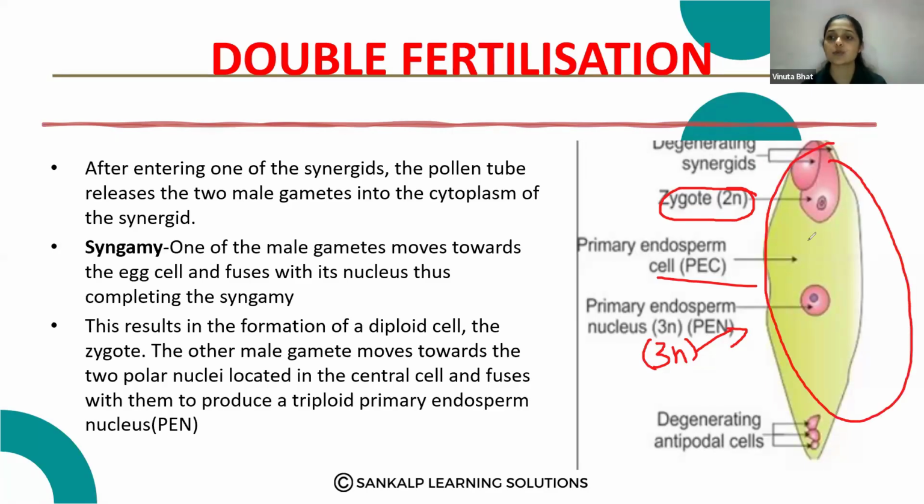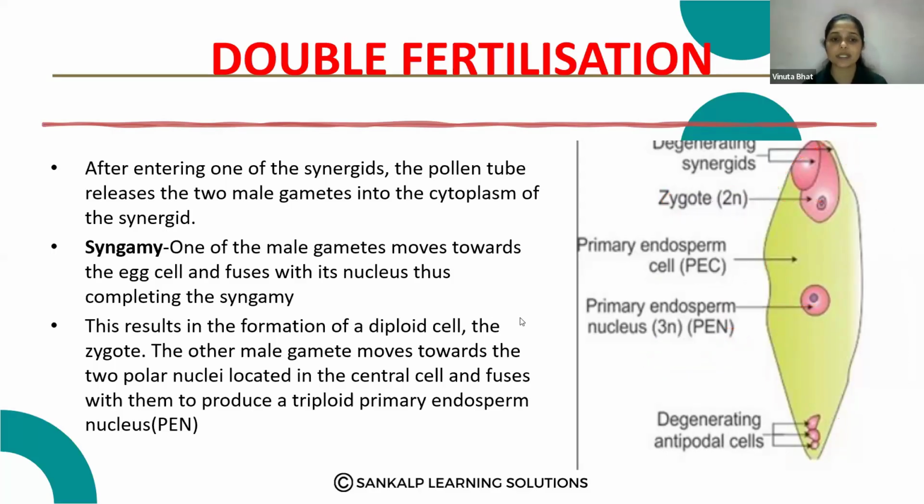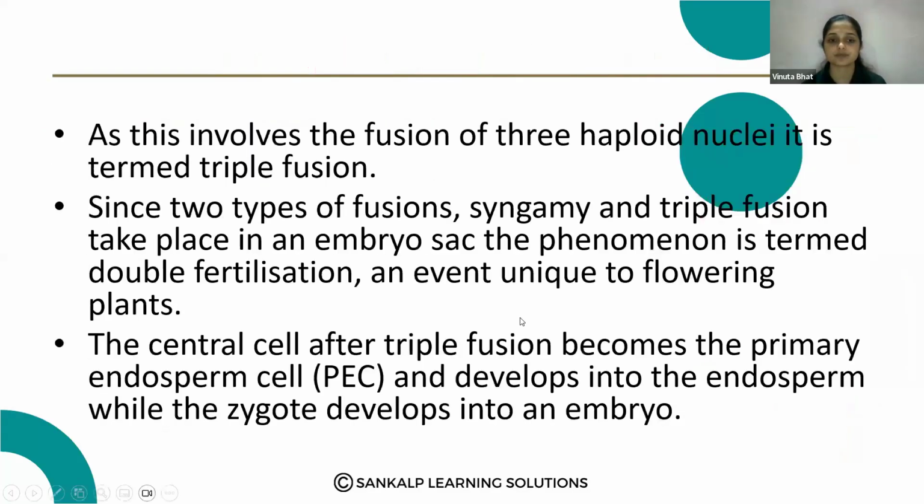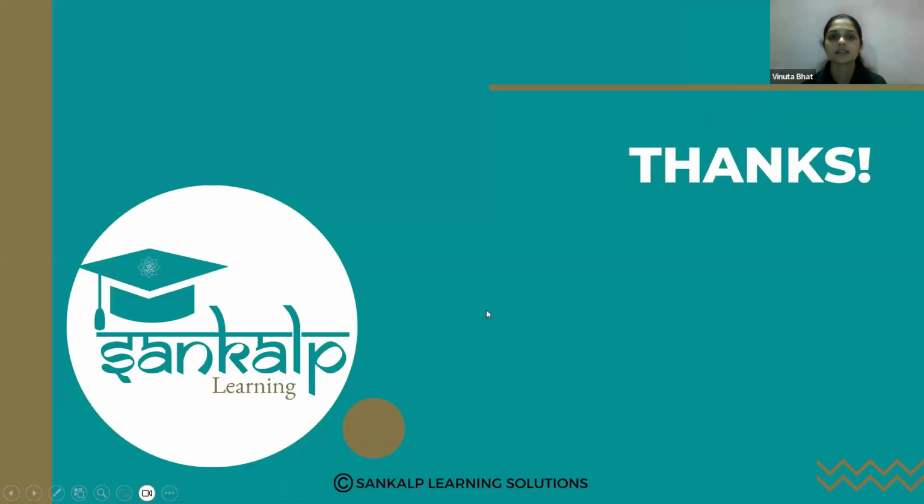Within the same embryo sac, what happens? Two different types of fertilization take place. One is syngamy and the other is triple fusion. So this unique phenomenon is termed double fertilization, one of the important topics in this chapter. Thank you.